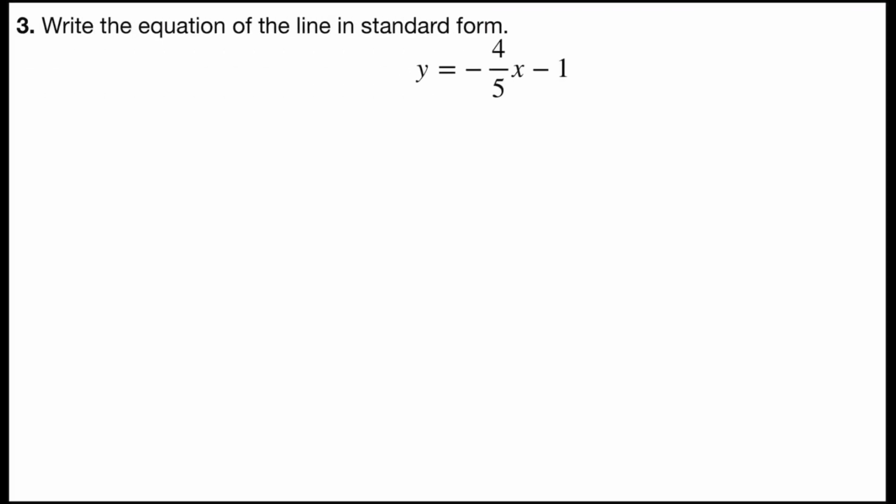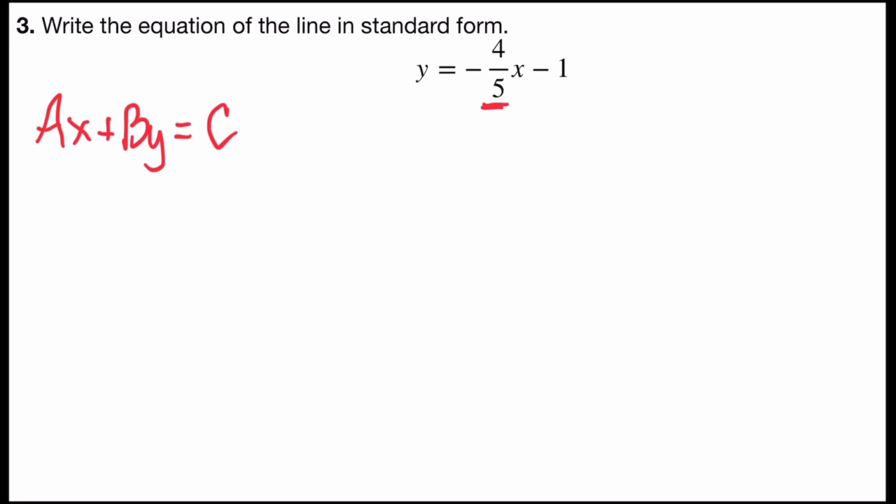Problem number 3 says write the equation of the line in standard form. And the equation says y equals negative 4/5 x minus 1. And that's in slope-intercept form, but we want the equation in standard form, ax plus by equals c. Now we remember that a, b, and c have to be integers. That means no decimals, no fractions. But in my equation, I have a negative 4/5 as a coefficient on the x.